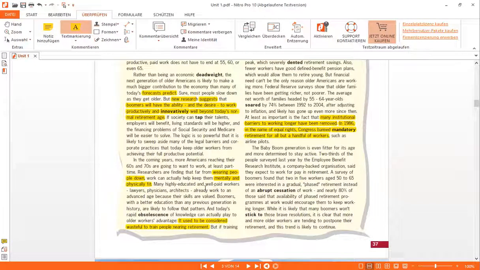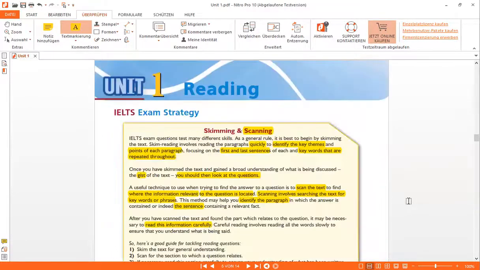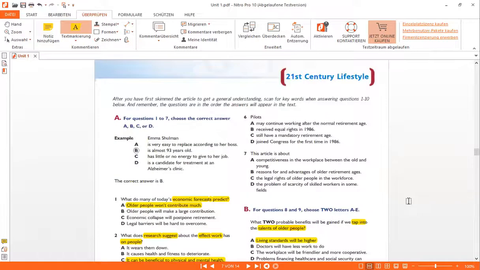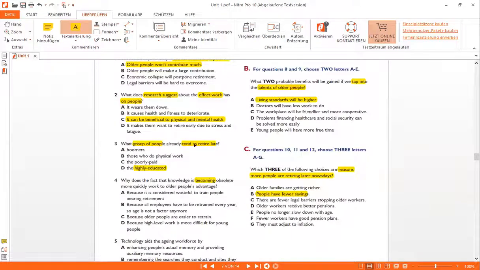Moving on, as we said, your questions follow the order of the sentences, so you move on from there. Many highly educated and well-paid workers, lawyers, physicians, architects already work to an advanced age because their skills are valued. Do you see that? So we're looking at highly educated and well-paid workers because they tend to retire late. Okay? They tend to retire late.